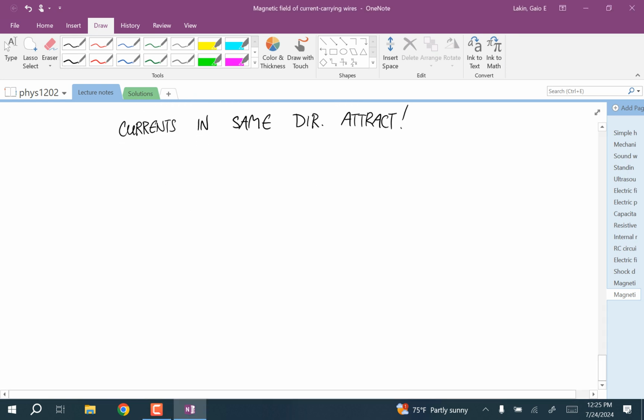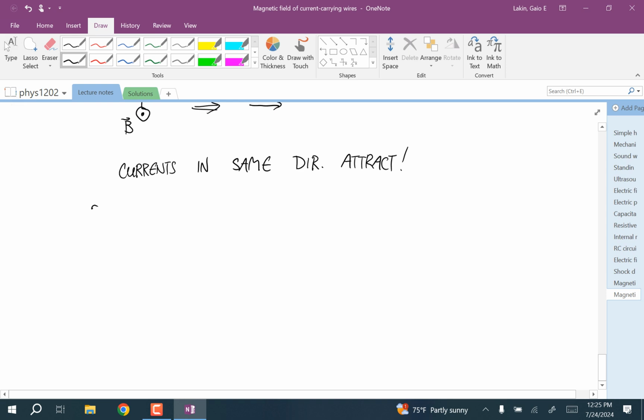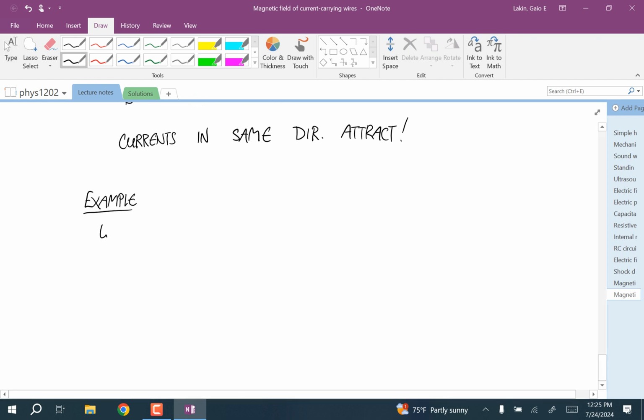Okay, I'm going to do a similar problem, but this time I'm going to have a wire passing through a solenoid, passing through a coil of wires with a different current. So we're going to have a straight wire that passes through a solenoid. And remember, this has to be perpendicular to it.